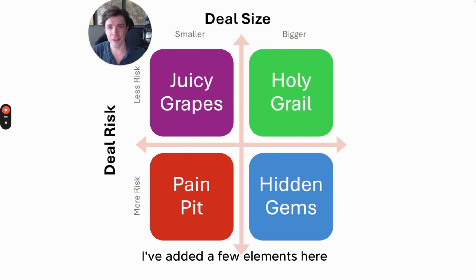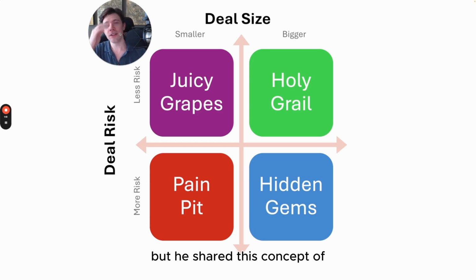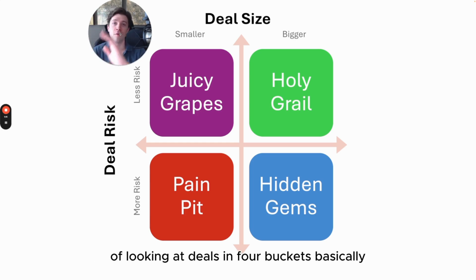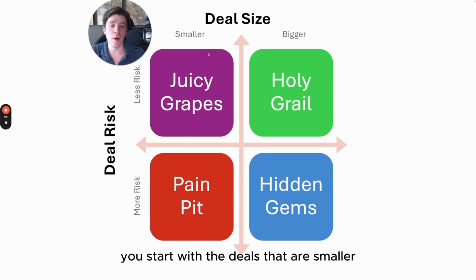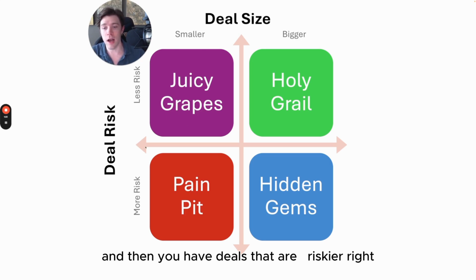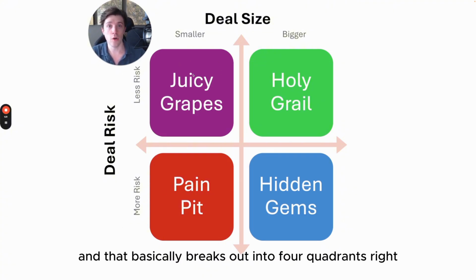I've added a few elements here and some names for each of these little sections. But he shared this concept of looking at deals in four buckets, basically. So if we look here, you start with the deals that are smaller. And then you have deals that are riskier, right? So you've got small deals, large deals, and then deals that have more risk or less risk. And that basically breaks out into four quadrants, right?